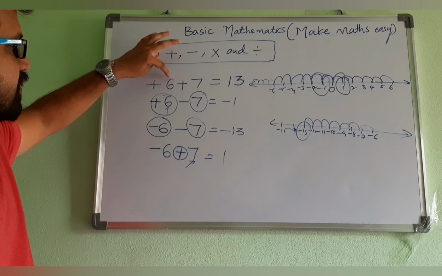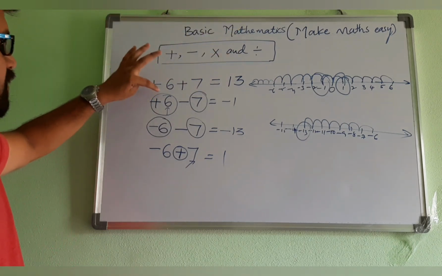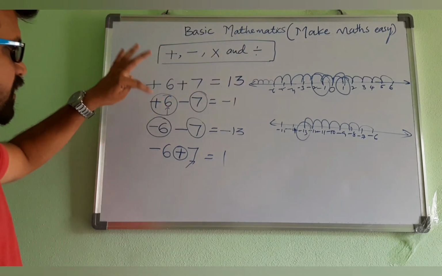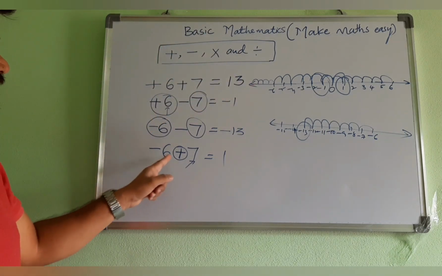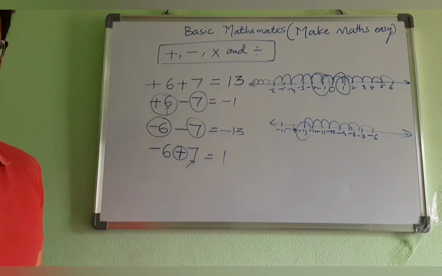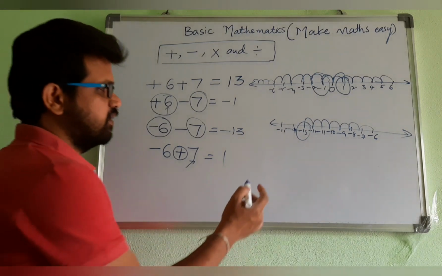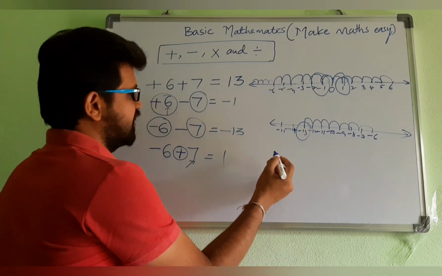The same numbers, but see here: 6 plus 7 is 13. 6 minus 7 is minus 1. Minus 6 minus 7 is minus 13. Minus 6 plus 7 is 1.